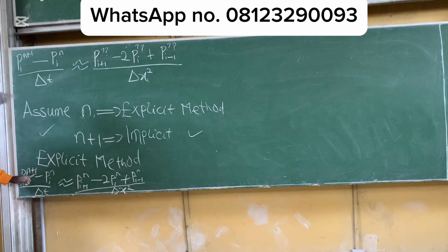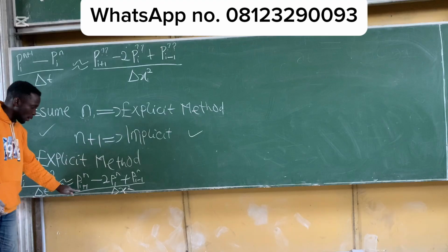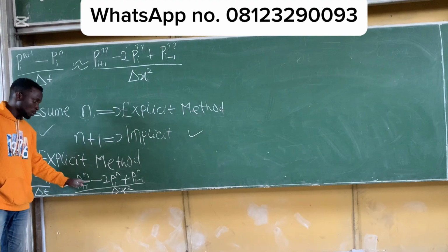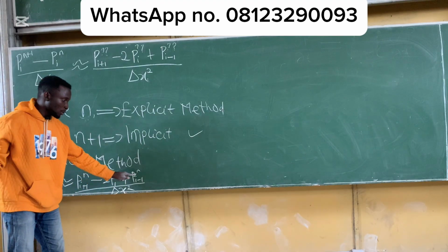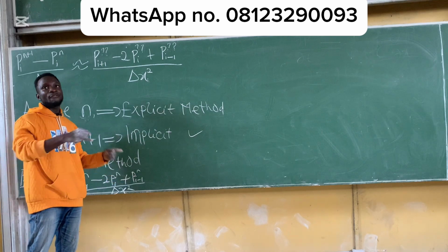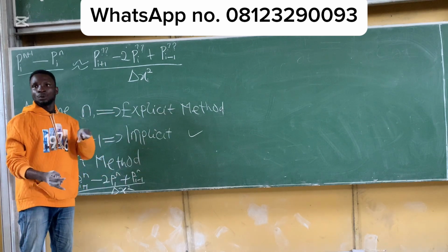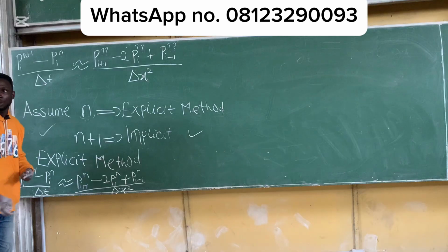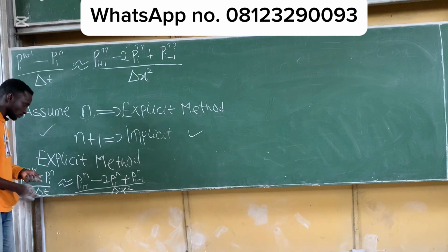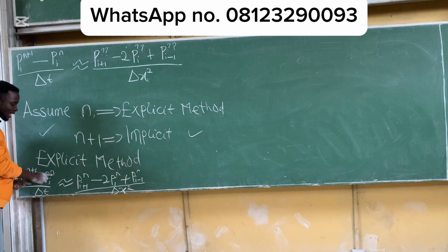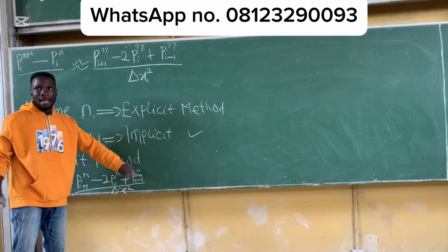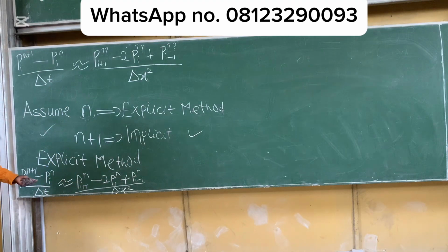So since we do that, we know that Pi n plus 1 is the unknown pressure. Then Pi plus 1 is the known pressure. This one is also a known pressure. So the ones that have power of n are the known, while the ones that have n plus 1 are the unknown. Since this one is the only one that has n plus 1, it means that it is only Pi n plus 1 that is the unknown pressure in this equation.